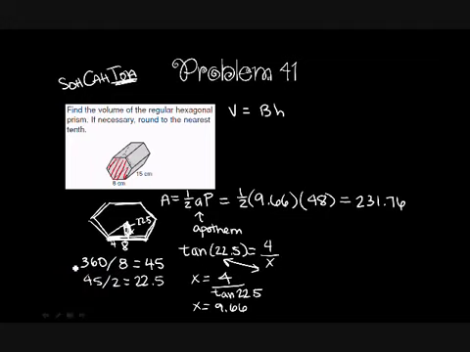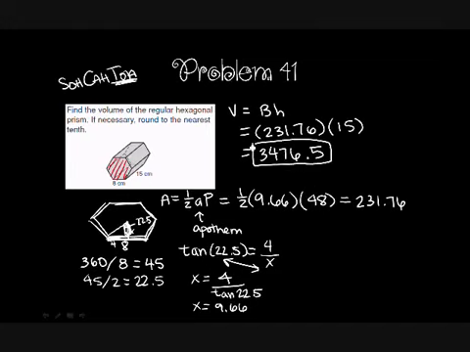Okay, so we go back to our original problem. It's asking us for volume. So I'm going to plug in 231.76. My height, they gave us, that one's not a problem. And so we end up getting as our answer 3,476.5 if we're rounding to the nearest tenth. And that's our volume. So that problem was a pretty long problem.